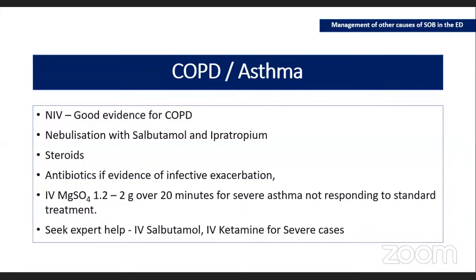Okay, and you can start nebulization with salbutamol and ipratropium, depending on the patient's level of distress, and you can continue with that. And the steroid. Don't ever forget a steroid for a patient who has COPD or asthma. For an adult patient coming with severe asthma, you can go ahead with 40 milligram of prednisolone, and for COPD 30 milligram of prednisolone. Antibiotic is usually indicated if the patient has an infective exacerbation, otherwise it is not usual.